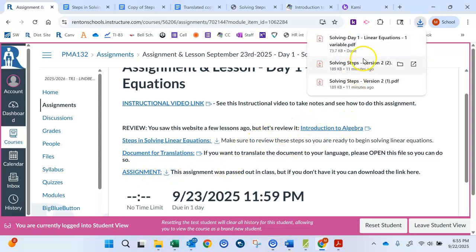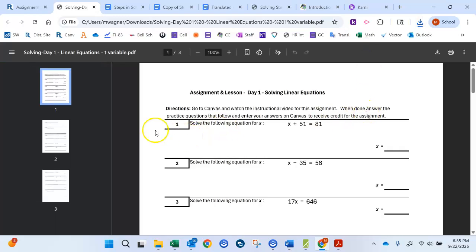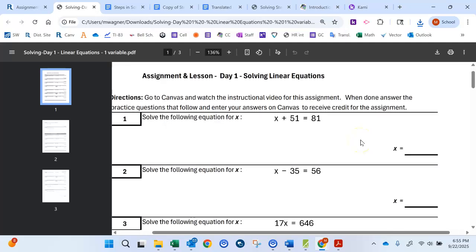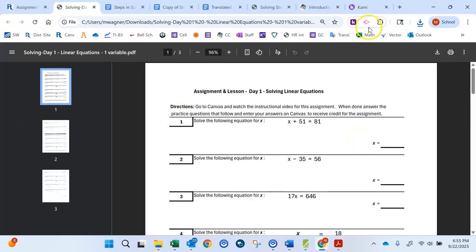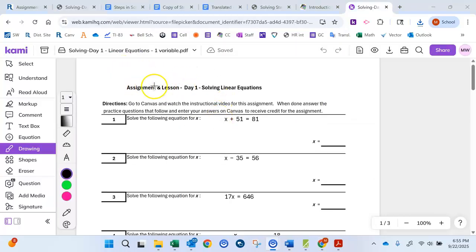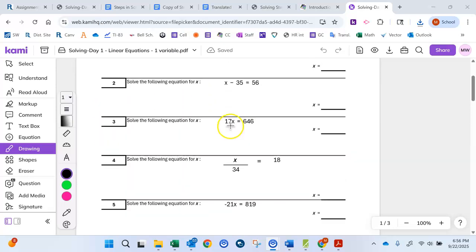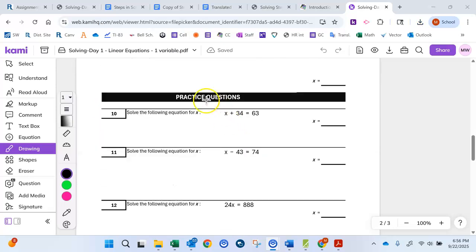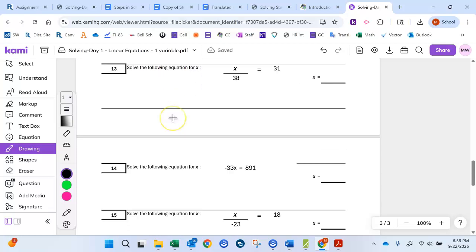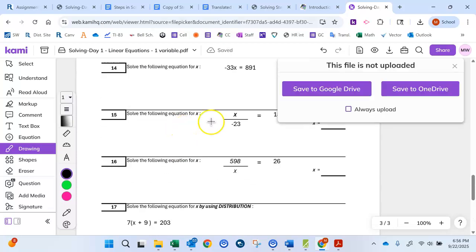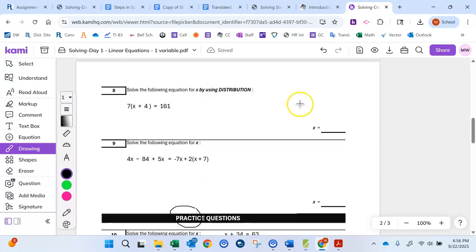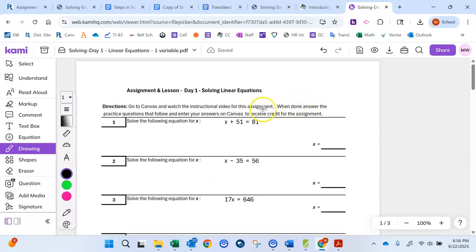I'm going to go ahead and open that. Okay, and so what we're going to do is make this a little bit bigger. I would open this one and go ahead and open this in Kami, okay? Okay, so this is your assignment for today. It's questions 1 through 9. I'm going to show you on the video. And then after that, you're going to have some practice questions that you need to do, 10 through 18. And then when you're done, make sure that you enter all the answers into Canvas, okay?